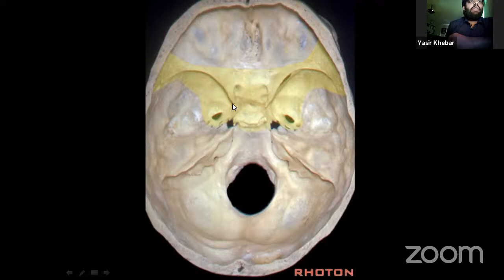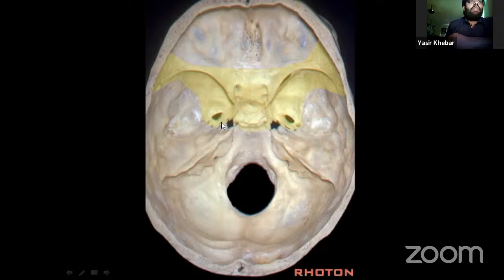Also to note here, this medial-most projection of the lesser wing of sphenoid is known as the anterior clinoid process, whereas the lateral projection of the dorsum sellae is known as the posterior clinoid process. Now, these processes are important, especially when we are dealing with the internal carotid artery and optic nerve. These relations are quite significant.